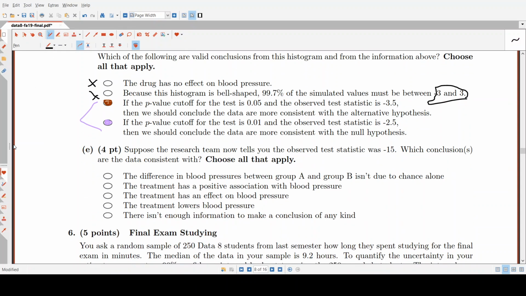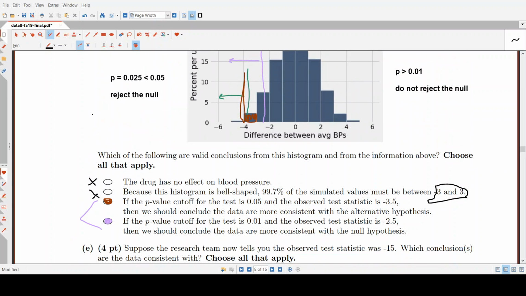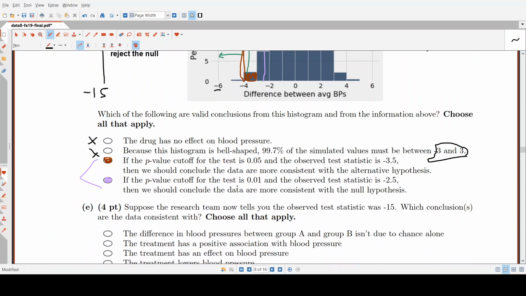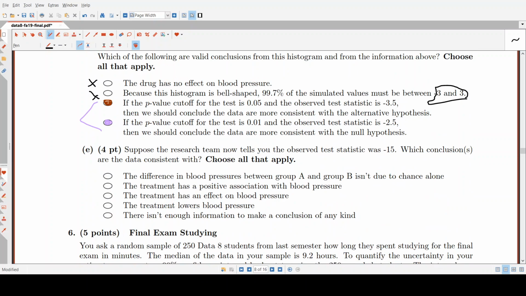Okay, part E. Suppose the research team now tells you the observed test statistic was -15. Which conclusions are the data consistent with? So now, our line is like way back here, right? Because -6, -15 is way to the right of the graph. So our p-value is pretty clearly 0, because there's like no way there's more extreme data than right here. So if the p-value is 0, then which of the following are valid conclusions?